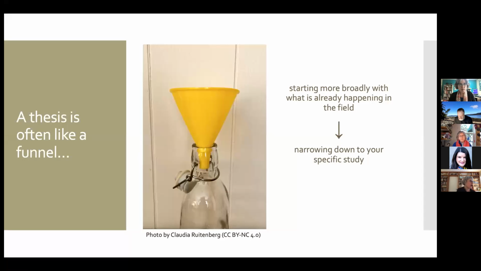Now, what I hope has already come through a little bit is that the flow of a thesis or dissertation is often a lot like a funnel, right? So you start more broadly. You start in your literature review, which is often earlier in your dissertation, by describing what is already happening, what has already been done in your scholarly field or fields or your fields of practice. And then you narrow down to hone in specifically on what your study is going to do, what your study is going to add to what's already been done. So if you keep that model in mind, that may help you a little bit figure out what you want to describe where.